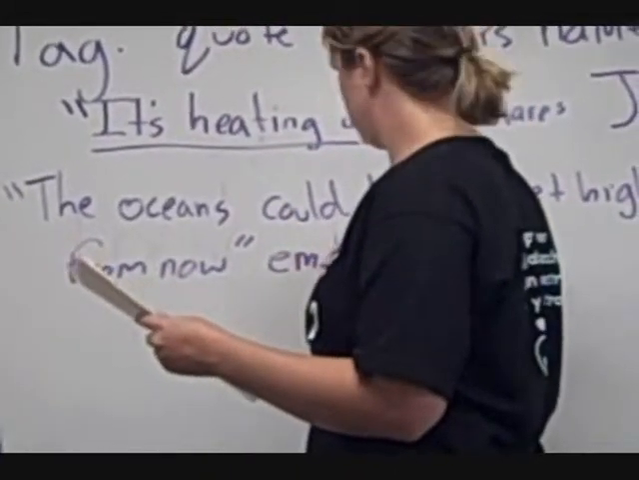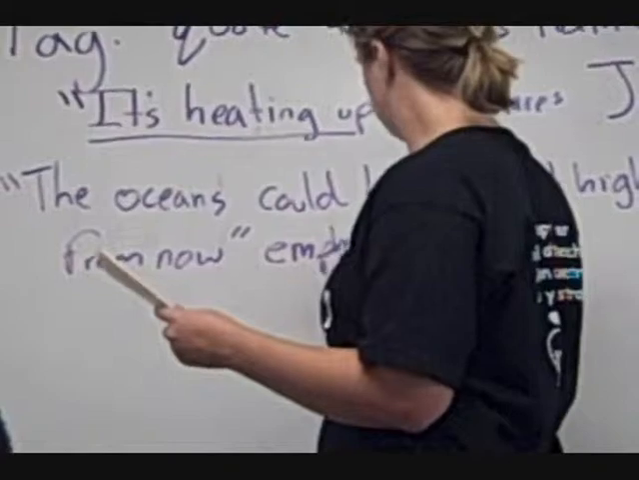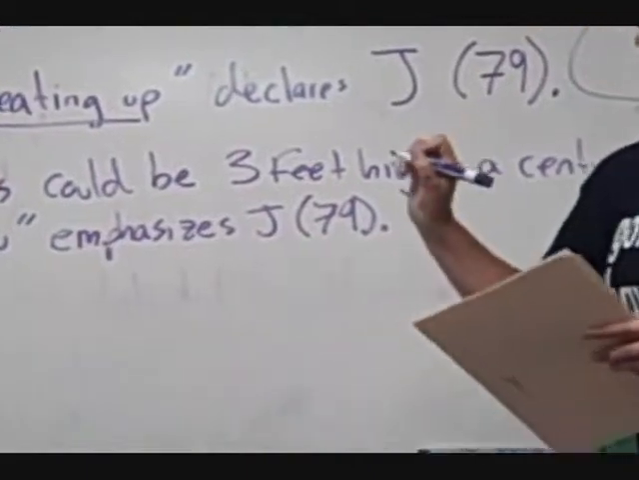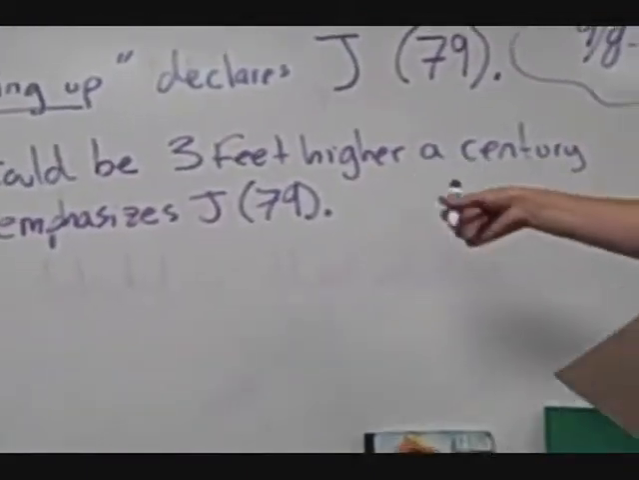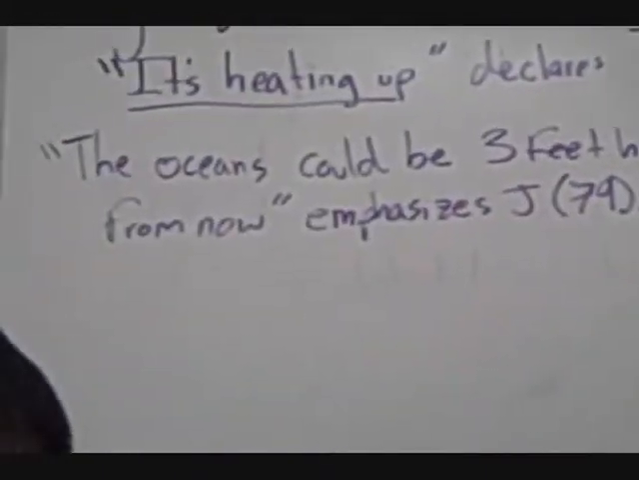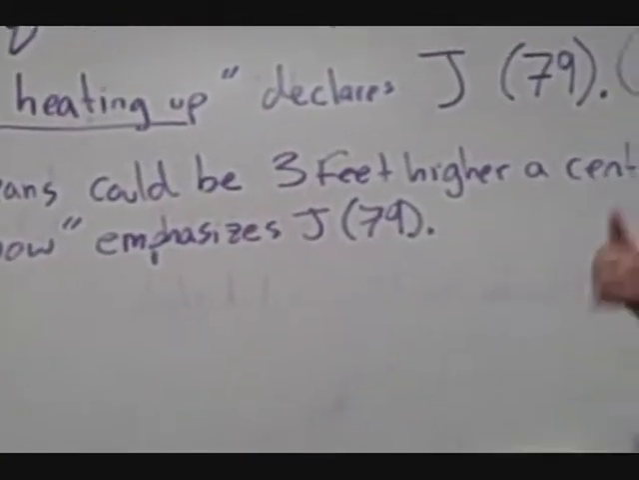Emphasizes. Jackanowicz, page 79, period. So, this is my other proof. She says that the oceans could be 3 feet higher a century from now. So in 100 years, Watsonville will be at the beach.